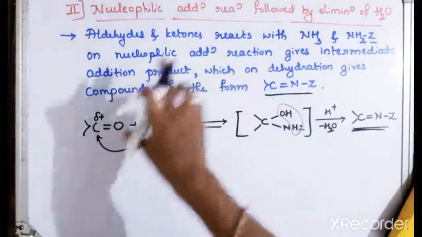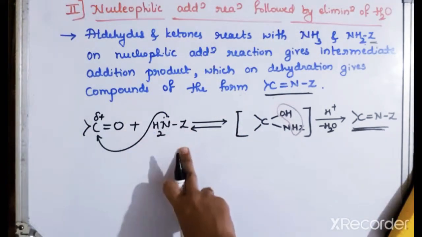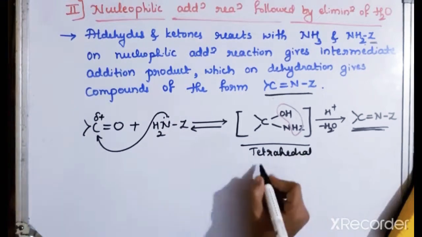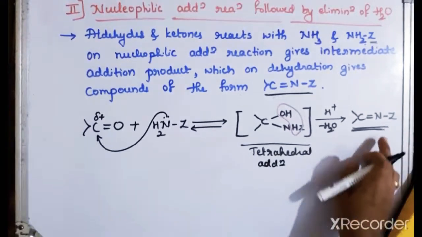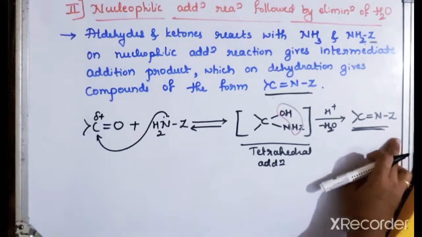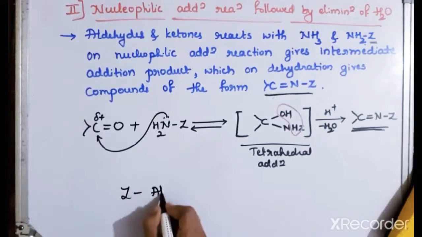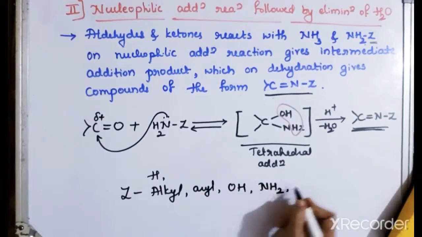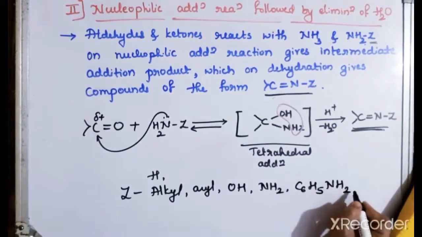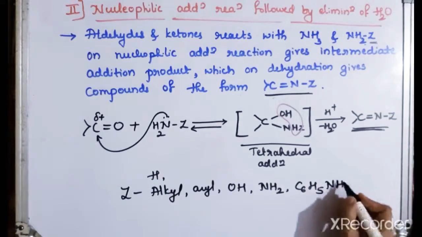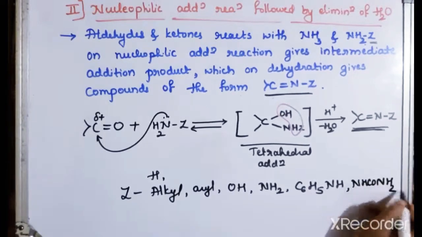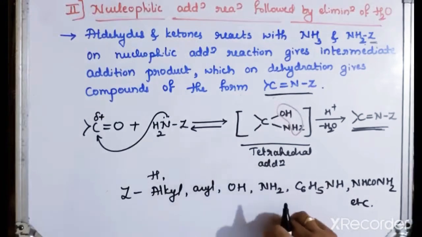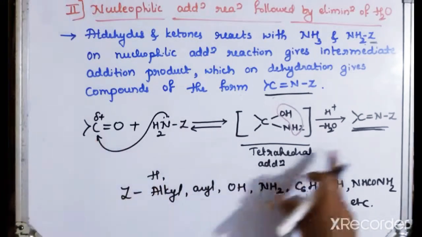So remember, aldehydes and ketones react with ammonia and its derivatives, undergoing nucleophilic addition reaction to give a tetrahedral intermediate addition product, which on dehydration results in the formation of compounds having the formula C double bond N Z. Here Z may be hydrogen, an alkyl group, an aryl group, OH, NH2, or phenyl, C6H5NH, or NHCONH2, etc. So Z may be any of these groups which replace a hydrogen of ammonia and form the derivatives, and they act as a nucleophile and attack the carbonyl carbon to give the compound.